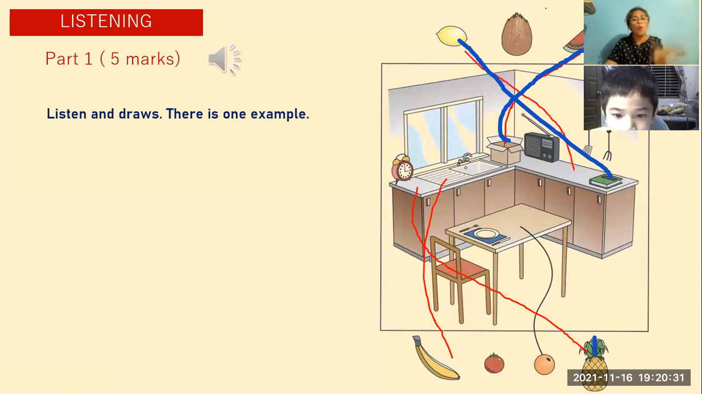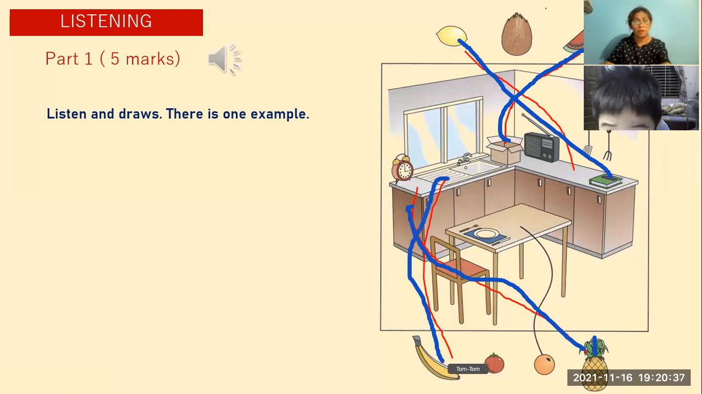Next, where is the orange? Where is the orange, Tom? Orange, table. Oh, the orange, this one, or the lemon? The lemon, sorry. The lemon is between the radio and the book. So the lemon is here, between the radio and the book. Okay? You understand, Tom? Yes.